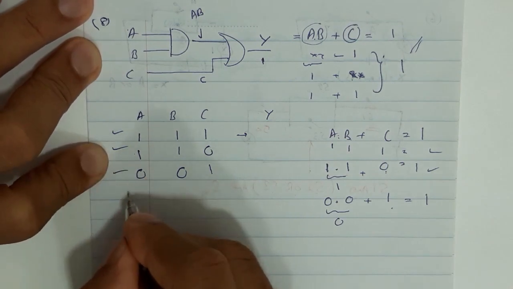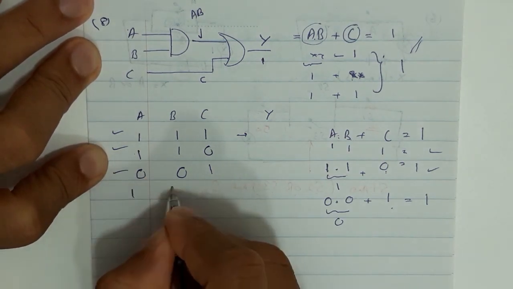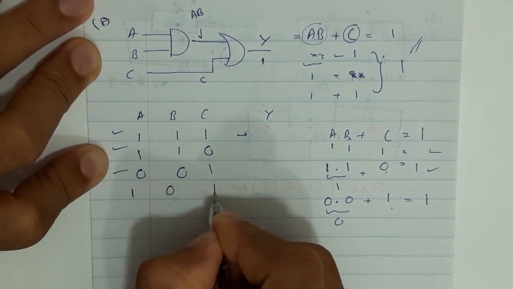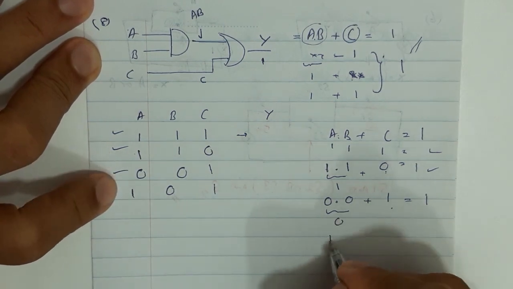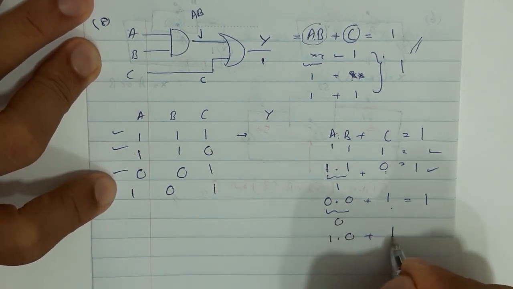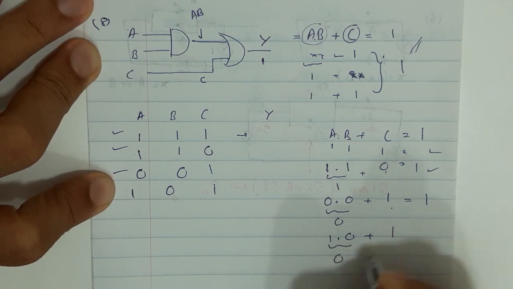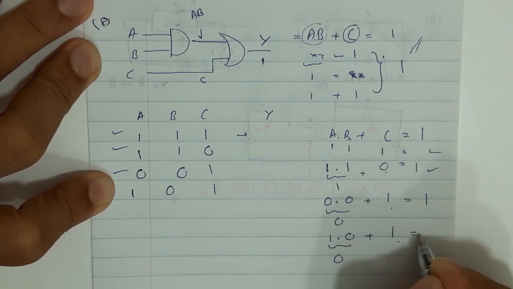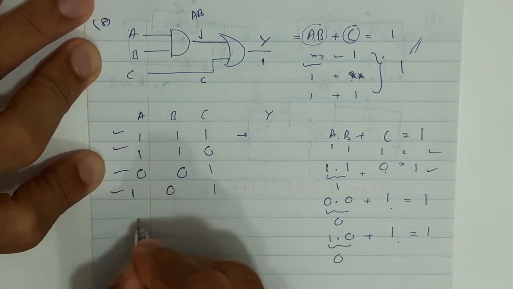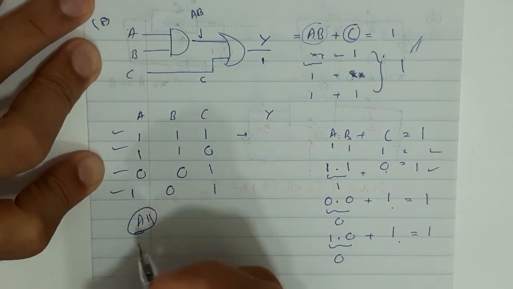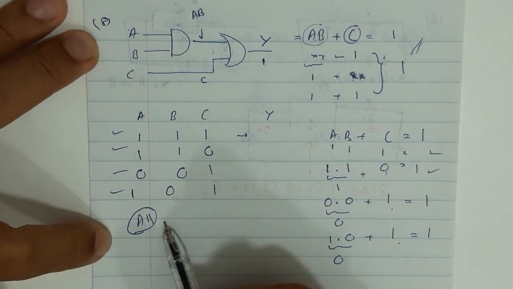The last section, D, gives you A equals 1, B equals 0, C equals 1. Then 1 dot 0 plus 1. A dot B becomes 0, but C is 1, therefore the output is 1. Then all the A, B, C, D statements are correct.